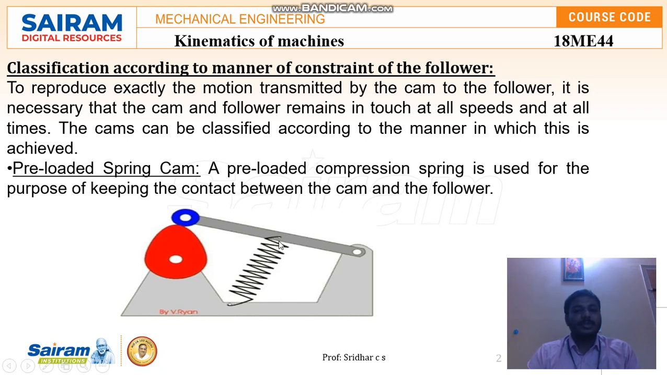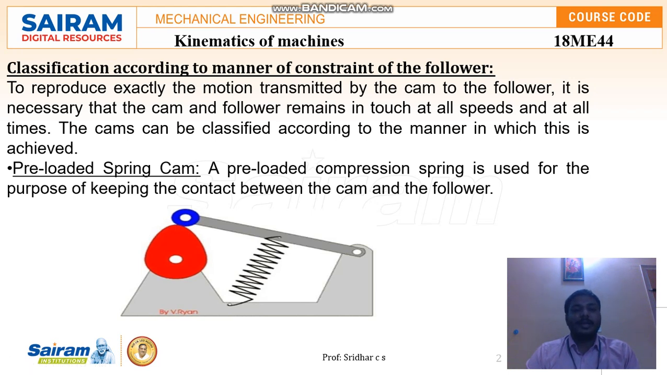So what happens is, the spring will be rigidly held at this follower in order to be in contact with this cam. So when the cam is running at a different or varying speed, even under those conditions this compression spring will compress against the follower in order to have a continuous contact with the cam. So at that time, what happens?